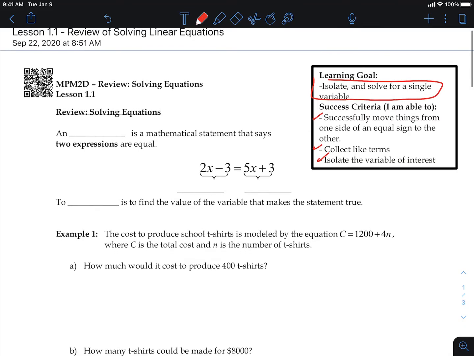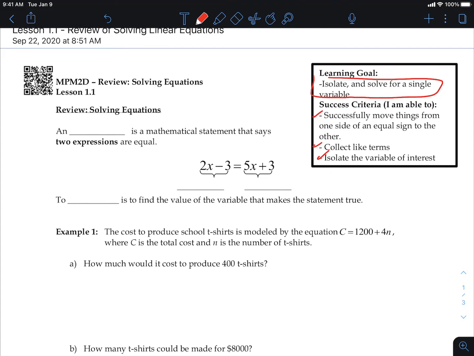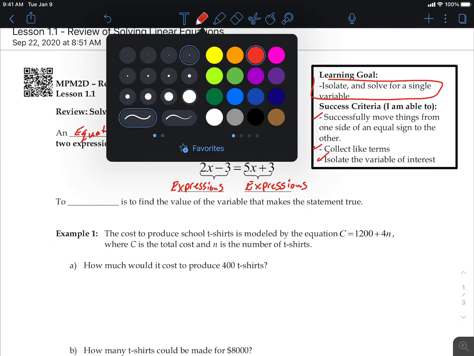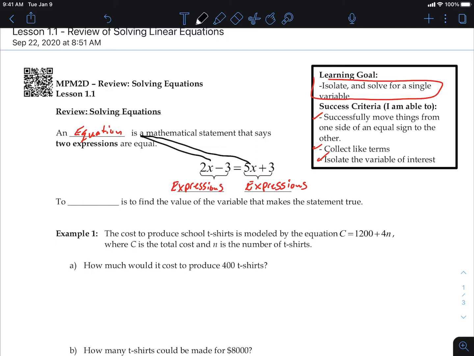Okay, so if we take a look at it, an equation is a mathematical statement that says two expressions are equal. Down here on these two lines, both of these things are what we call expressions. Everyone has this paper, right? When you have two expressions that are equal to each other, that's what's called an equation. That's how we build it up, right? So these two things turn into an equation.